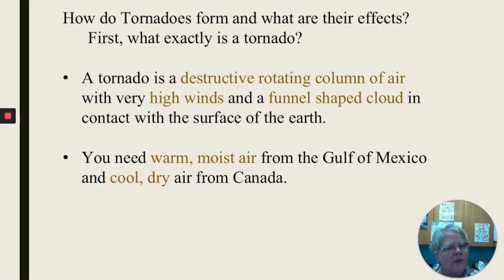A tornado is a destructive rotating column of air with very high winds and a funnel-shaped cloud in contact with the surface of the earth. You have probably seen lots of pictures of tornadoes. Maybe you've seen movies with tornadoes. One of my favorite movies is the picture called Twister. I love that film, and I watch it a lot. It has tornadoes in it, and you can get a good picture of the destruction, the power, and how they form in these pictures and in movies.